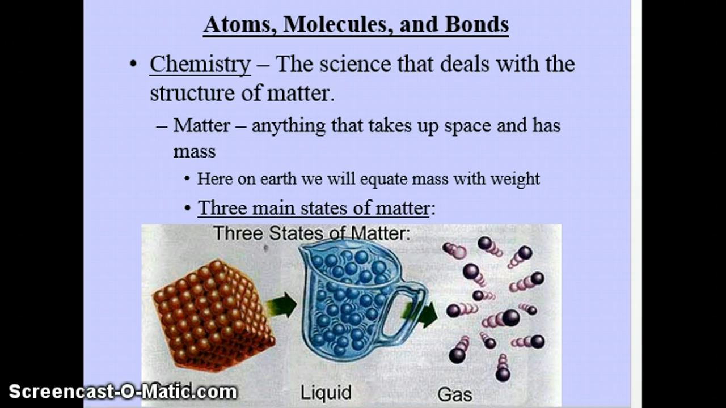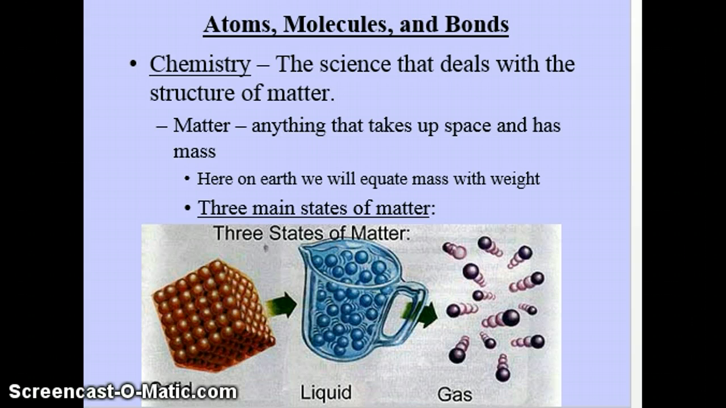Now, there are three different states of this thing called matter, and matter is anything in the world. So matter includes your couch, your chair, your hair, your face, your organs. The air is also made of matter. So anything that's in this world is made of what we call matter.